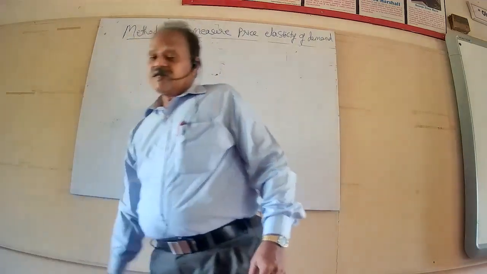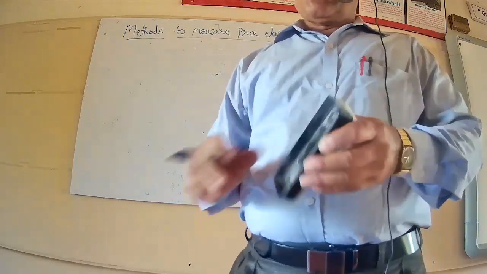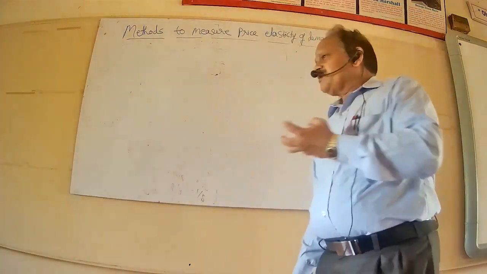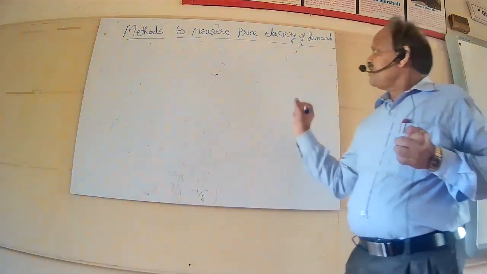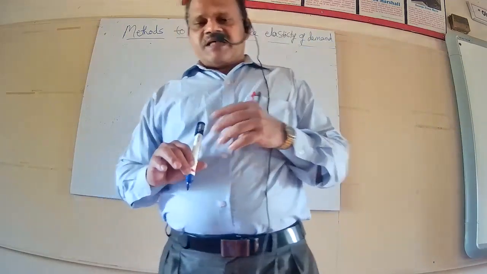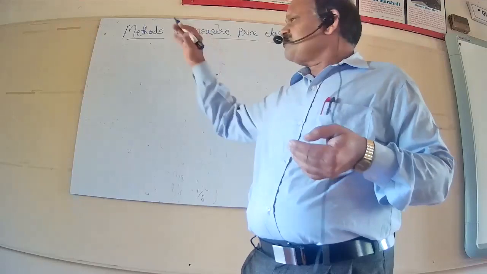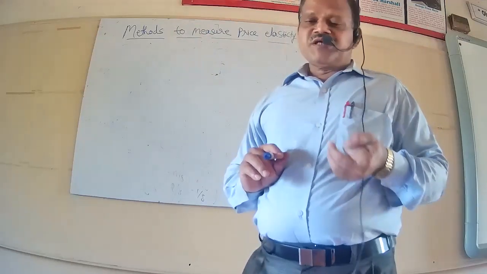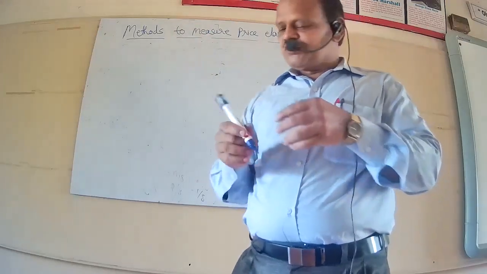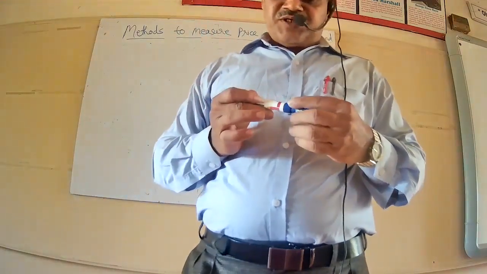Then we will take addition and division of both the changes in quantity demanded as well as changes in price. So have these three methods and try to measure the price elasticity of demand. Some methods give you the exact value, but in some methods we can just identify the types of price elasticity of demand. Okay, with this I am concluding.